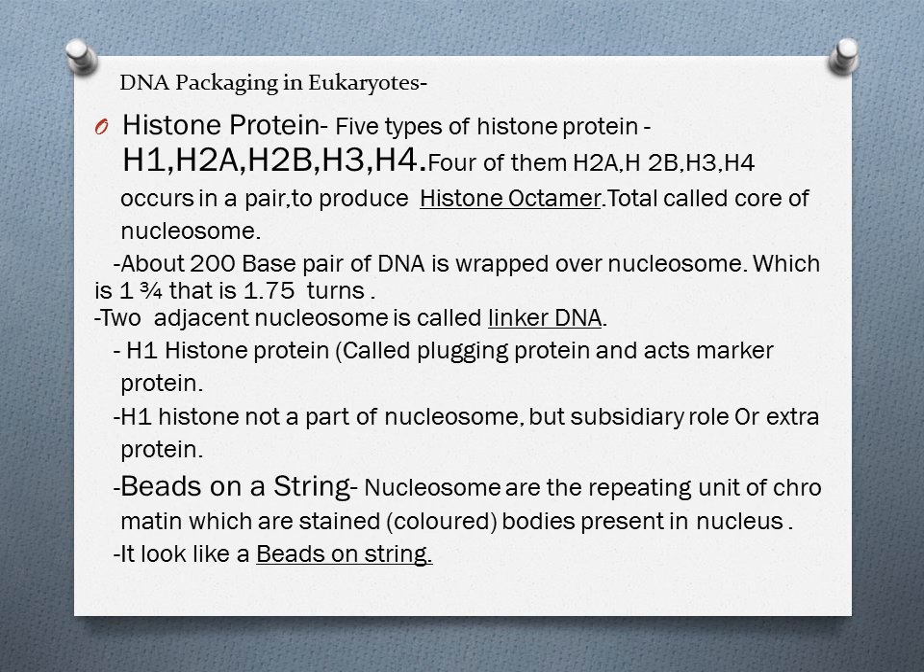We know there are 5 types of histone protein in the packaging of DNA, that is H1, H2A, H2B, H3, H4. These 5 proteins are involved in the packaging of DNA, and 4 of them, that is H2A, H2B, H3 and H4, occur in pairs.